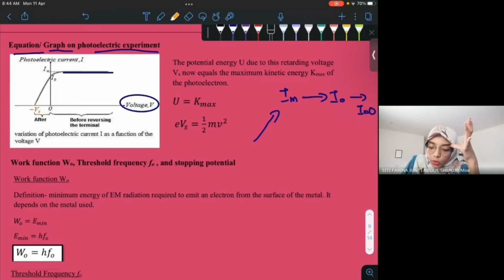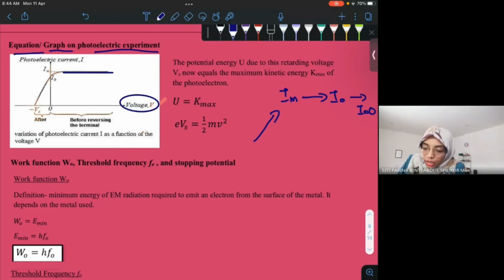So, when the question asks to sketch the variation of photoelectric current and the voltage dekat sini, awak kena tunjuk your IM, I0, Vs, and then kena ada bahagian before reversing the terminal, after reversing the terminal. Semua ni kena ada to show the difference from IM to I is equals to 0.